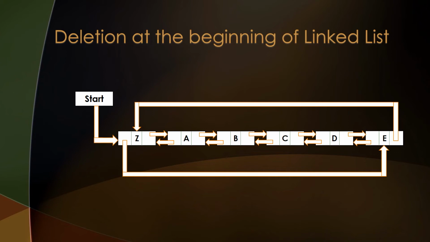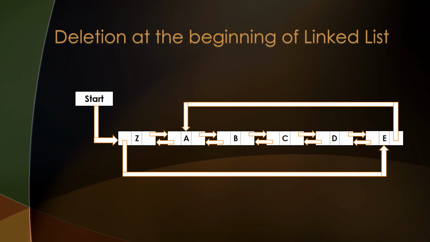So the first step is to ensure that node E now points to node A of the linked list, since now node A will be the first node in the linked list and not node Z. So here it is, we have changed the forward pointer of node E to point to node A in the linked list, which will now be the first node of the linked list. The next step is to ensure that the backward pointer of node A now points to the last node of the linked list, that is node E.